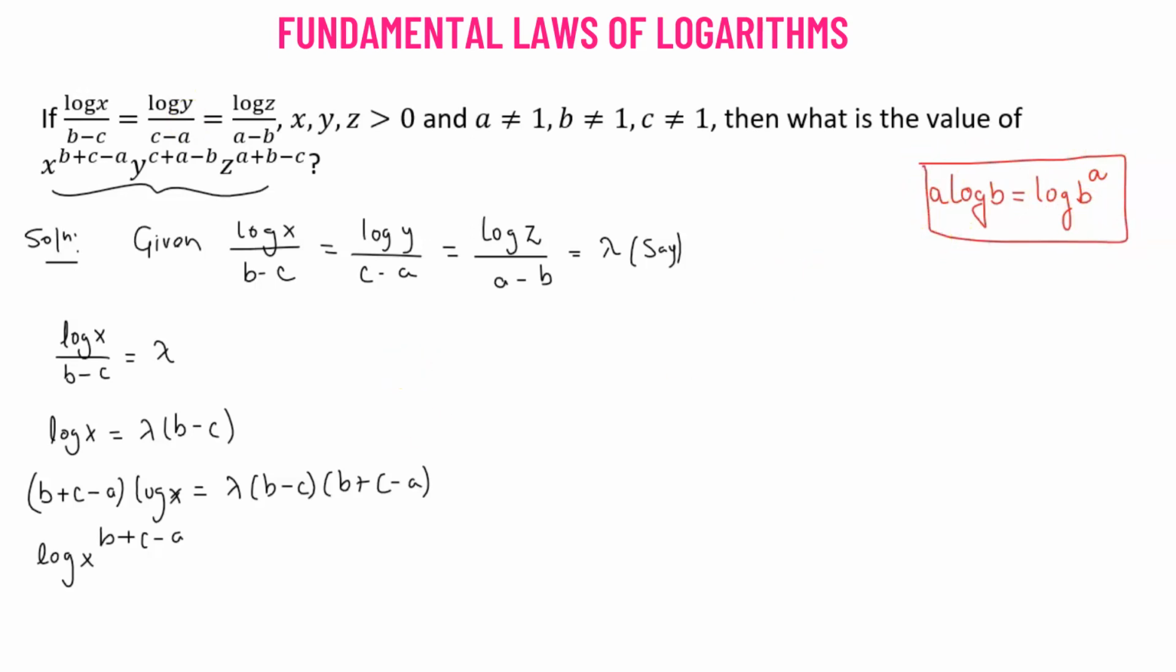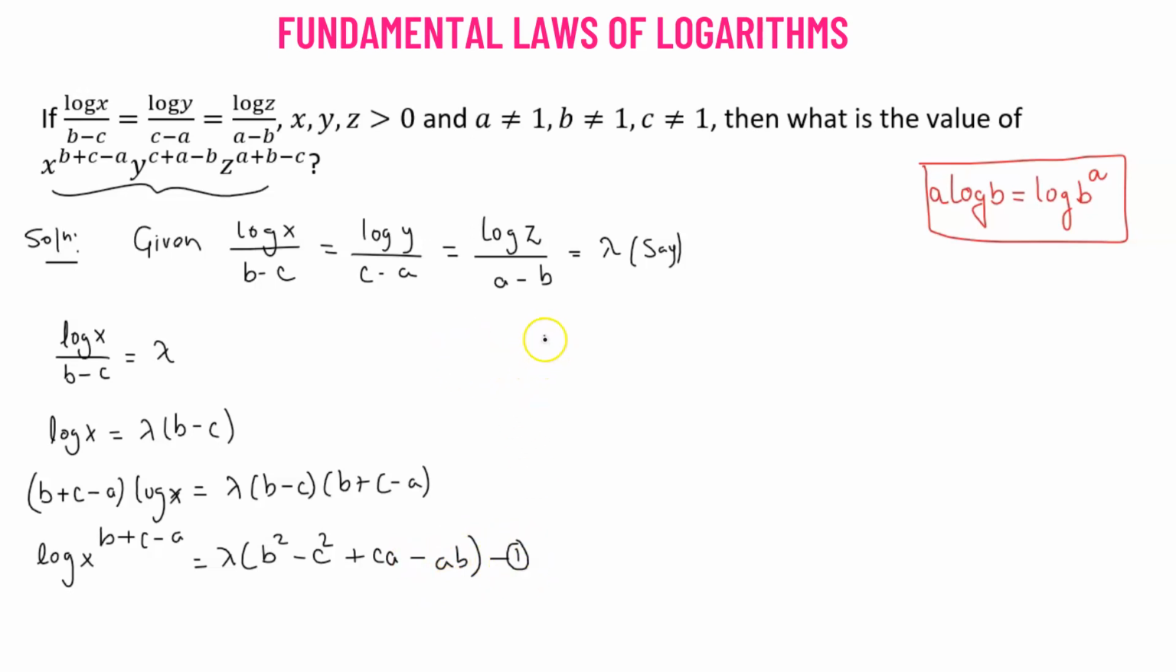This will equal lambda times, so we'll multiply b minus c with b plus c minus a. This is going to give us b squared minus c squared plus ca minus ab. So let's label this as equation number 1.